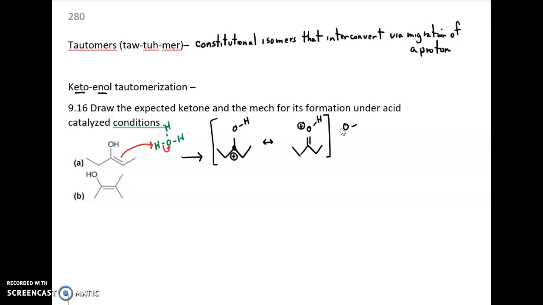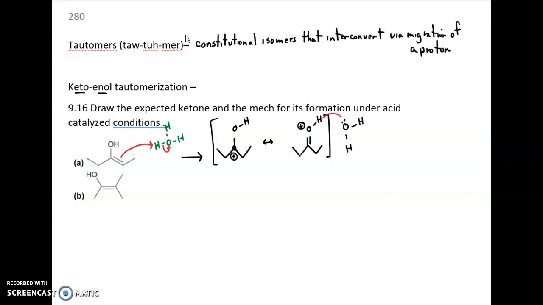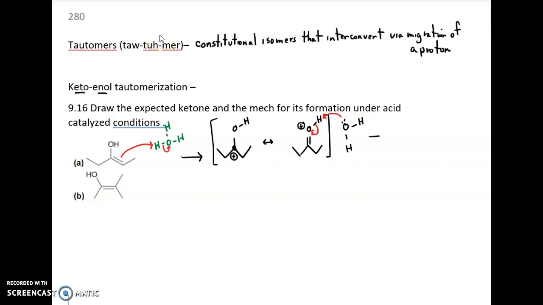If we have a water molecule nearby, the water molecule has electrons there. They can attack this proton, and then the electrons that are connecting the oxygen to the proton go and live on the oxygen exclusively, and that gives us our final product, which is a ketone.